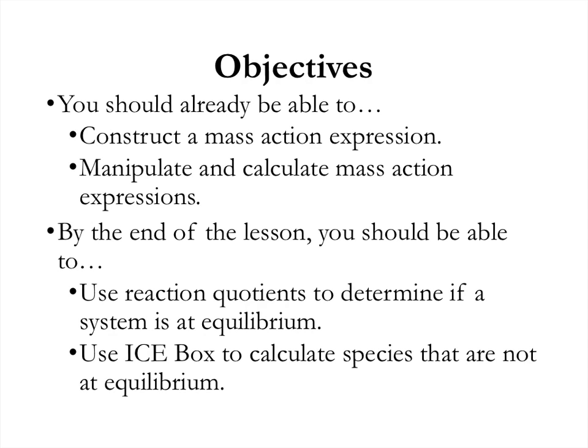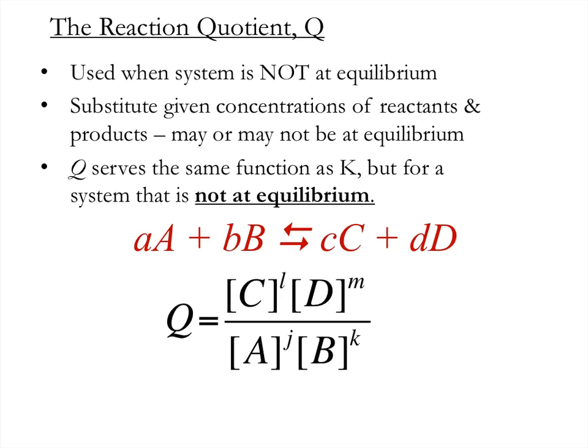So up to this point, you should already be able to write a mass action expression, and you should also be able to manipulate mass action expressions to calculate K and calculate concentrations at equilibrium. By the end of this first lesson, you're going to be able to use reaction quotients to determine if a system is at equilibrium. The lesson following this, you're going to be using ICE boxes, which is a problem-solving method, to calculate species that are not at equilibrium.